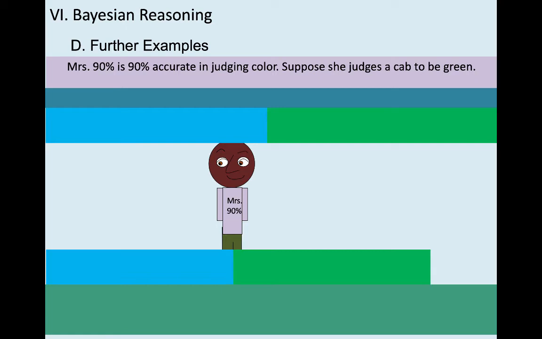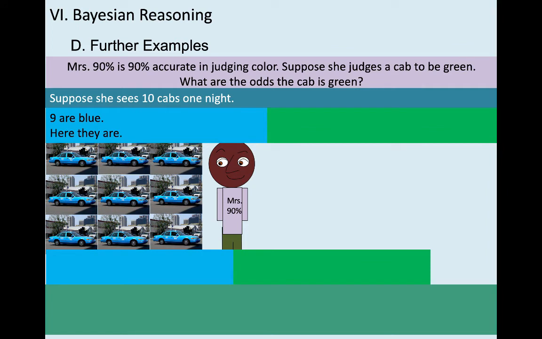So this is Mrs. 90%. And she's 90% accurate in judging color. And we're going to suppose that she judges a particular cab to be green. What are the odds that the cab is green? Well, we're going to suppose that she sees 10 cabs in a particular night. And 9 of them are blue, and here are those 9 blue cabs.